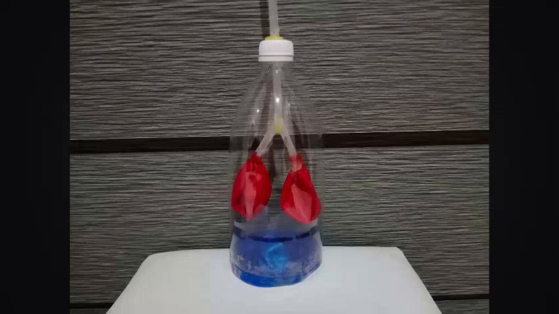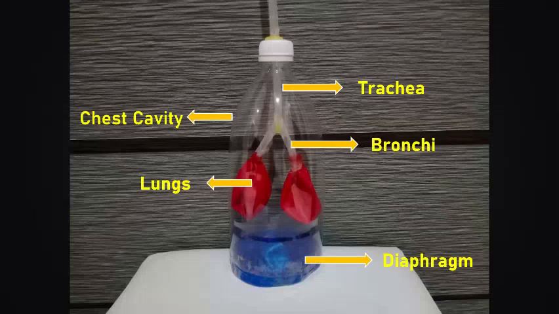material represents. So in this model, water represents the chest cavity. The upper part of the straw represents the trachea. The parts of the straw above the two small balloons represent the bronchi. The two small balloons represent the lungs, and the big balloon below represents the diaphragm.